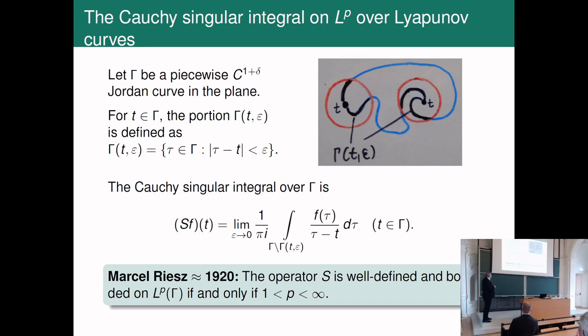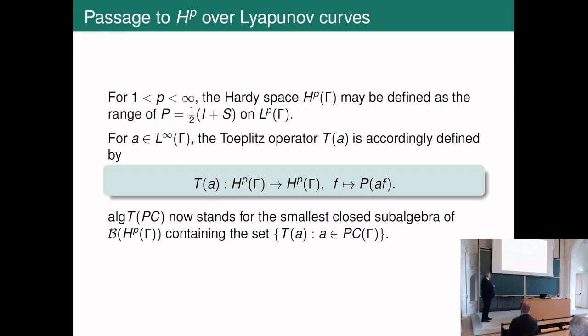And for the Cauchy singular integral operator, here I made precise what principal value means. You first take out this piece when integrating. You integrate over the rest. You do not divide by 0. And then you let epsilon go to 0. This is the singular integral operator. And Marcel Riesz, around 1920, proved that the singular integral operator is well defined and bounded on Lp if and only if p is between 1 and infinity. And so we will in the following consider Lp spaces with p between 1 and infinity. You know what the Lp space is.